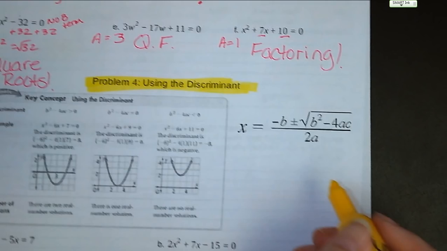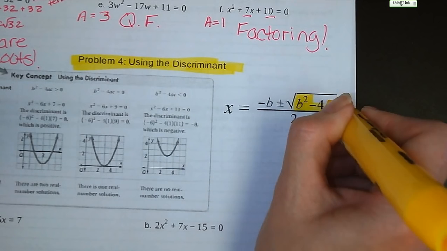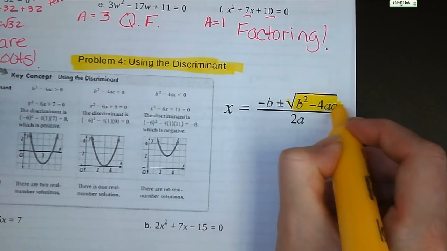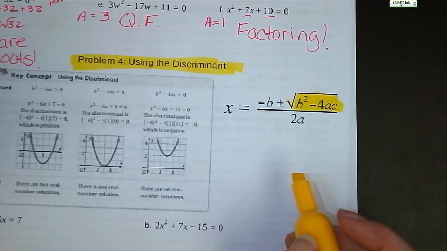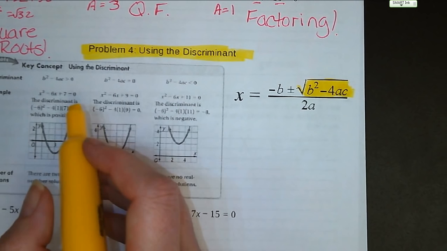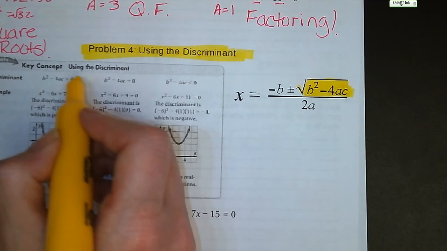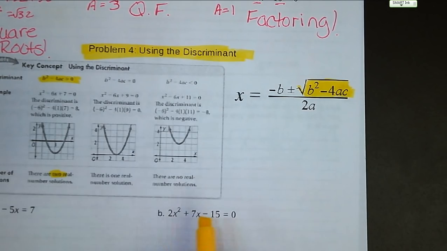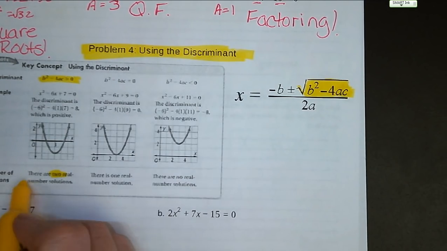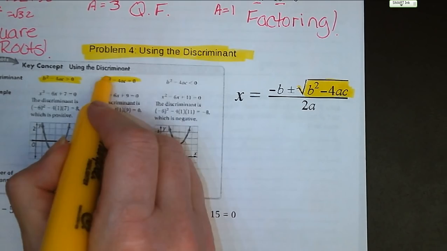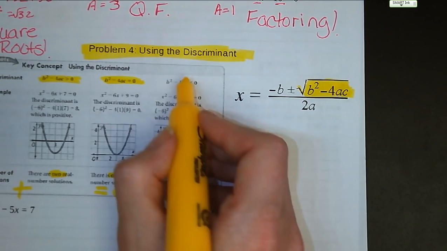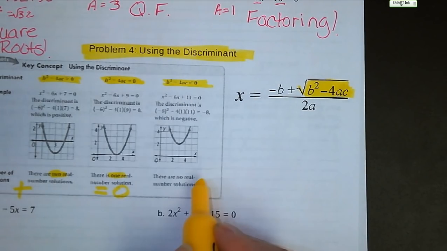All right, now problem 4, a very important part, using the discriminant. The discriminant is this piece that's underneath your square root symbol. B squared minus 4ac. Okay. And our key concept there is telling us that if b squared minus 4ac is greater than 0, this means we're going to have 2 solutions. If b squared minus 4ac is equal to 0, we're going to have 1 solution. And if it's less than 0, we're going to have no solutions.